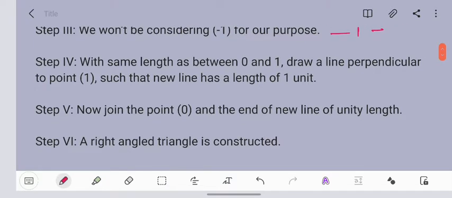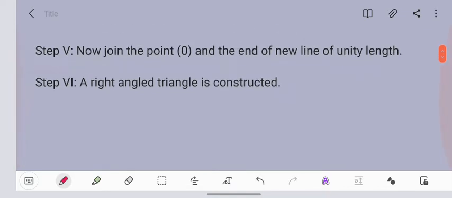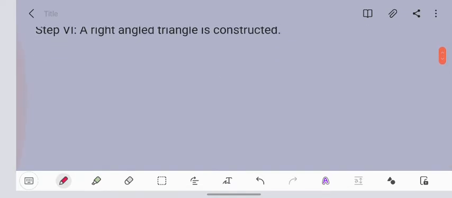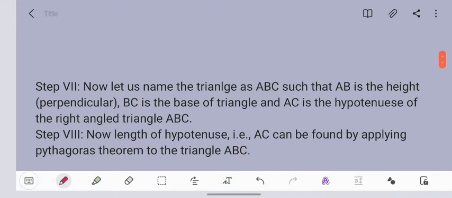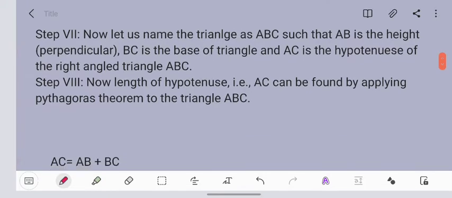Now join the point 0 and the end of new line of unity length. A right angle triangle is constructed. So this is what these steps of construction so far. And then another we have, now let us name the triangle as ABC such that AB is of the height that is perpendicular, BC is the base of the triangle, and AC is the hypotenuse of the right angle triangle ABC. Now length of hypotenuse, that is AC, can be found out by applying Pythagoras theorem to the triangle ABC.